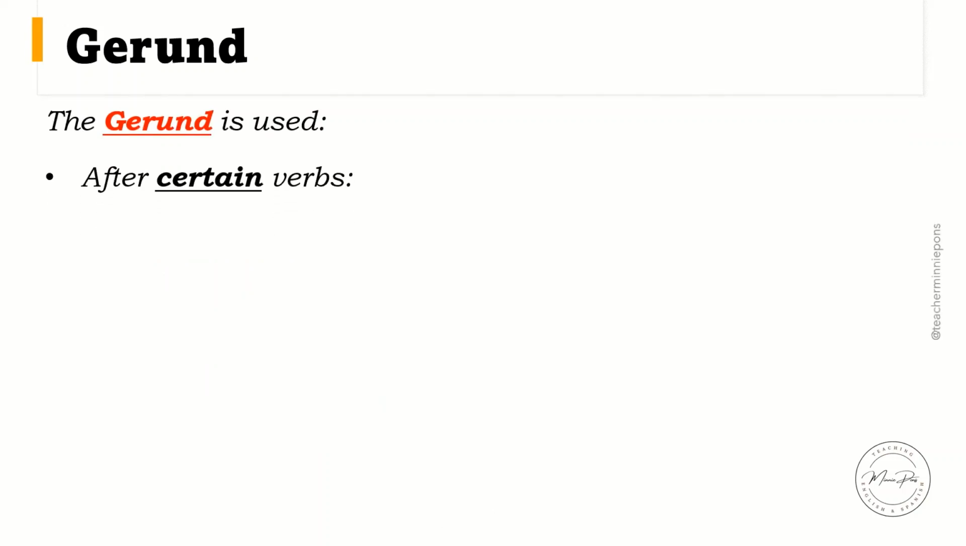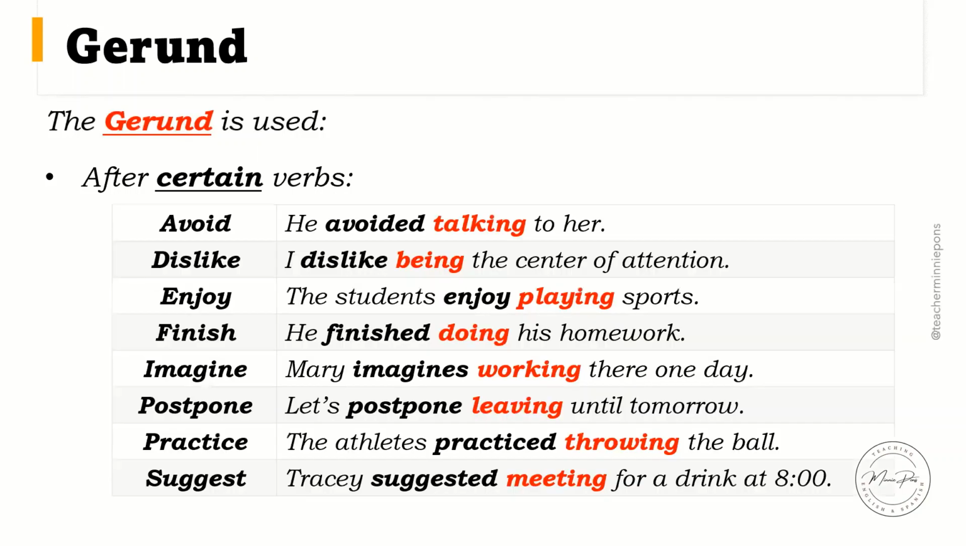The third use is after certain verbs. There are many verbs that you must use gerund after them, but in this presentation, we are going to see just these ones. Avoid, dislike, enjoy, finish, imagine, postpone, practice, and suggest.